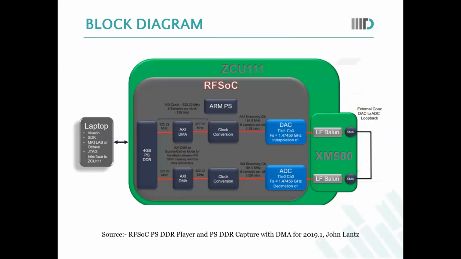Now coming to the block diagram part. You can see here we have a 4 GB DDR memory connected to the DMA. In between we have a clock conversion IP that is used if required. Then it is connected to the RF data converter, the DAC. From the DAC we are connected through a loopback, a coaxial cable, DAC to ADC, and from the ADC we receive the data back via DMA to the DDR memory.